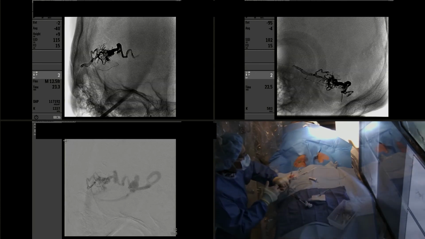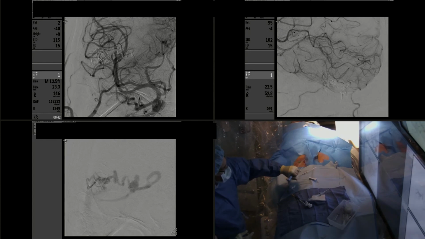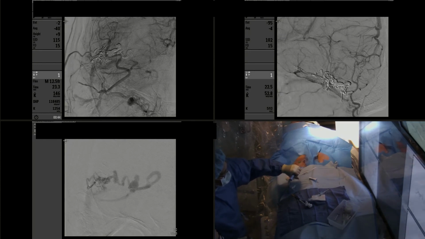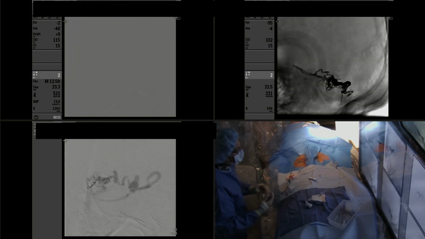Now we're going to do a controlled DSA examination of the right common carotid artery, and you can see that there is obliteration from the intracerebral circulation as well as from the branches of the ECA. That was a very good result for endovascular embolization.